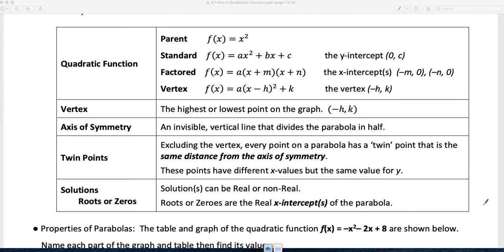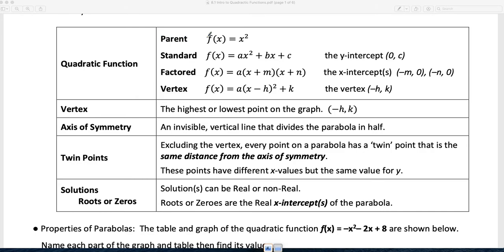Okay, first we're going to define what a quadratic function is. Basically, we are just going to give you all the equations. And this one is the one where you've got 4 different equations. You've got the parent function, which is the function you've seen before. We talked about this when we did transformations.